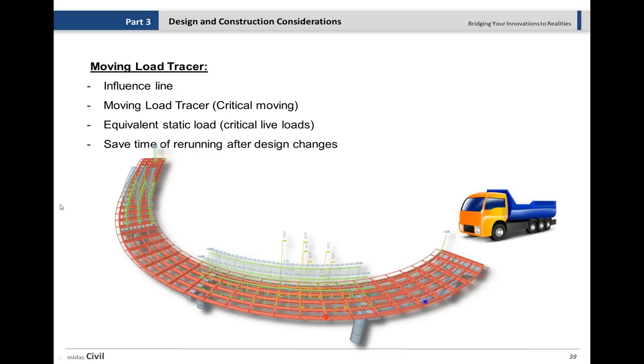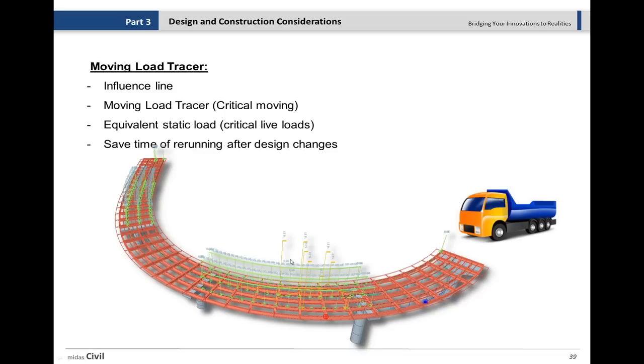So as you see in this diagram, Midas Civil, after you're running the moving load analysis, for example, if you are interested to know what is the maximum bending moment in this exterior girder, you can select this exterior girder, and the software shows you what load cases, or what arrangement of the moving load, causes the maximum bending moment in this element.